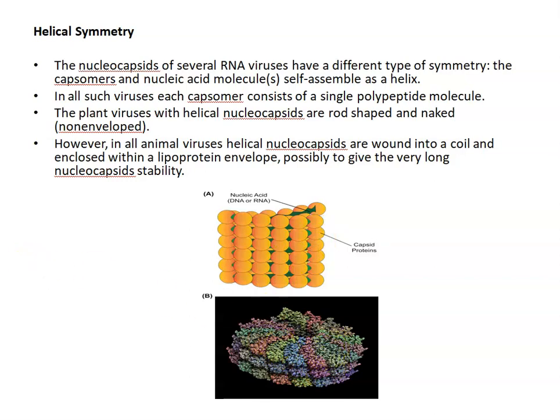In all viruses, each capsomer consists of a single polypeptide molecule. Plant viruses with helical nucleocapsids are rod-shaped and naked, means non-enveloped. Not any envelope is present on the capsid. However, in the case of animal viruses, helical nucleocapsids are wound into a coil and enclosed within a lipoprotein envelope, means envelope made up of lipids and proteins. Why is this so? Possibly to give nucleocapsid stability, to make the structure stable.